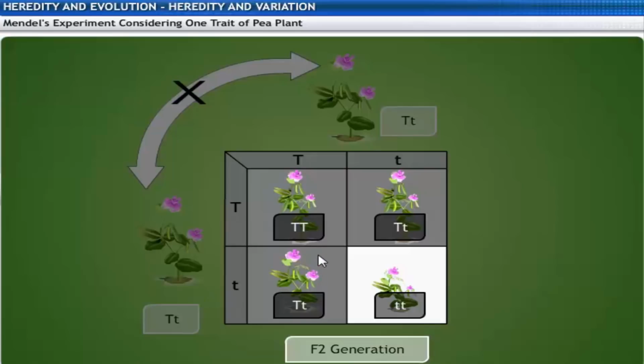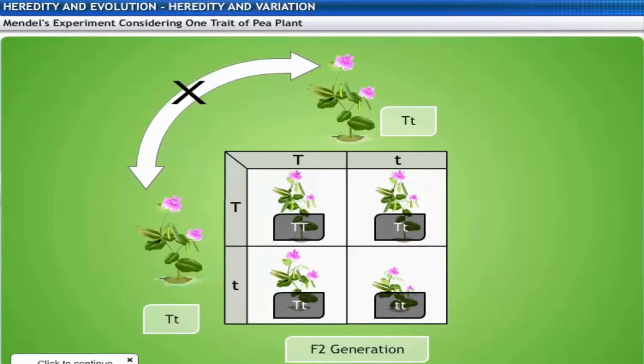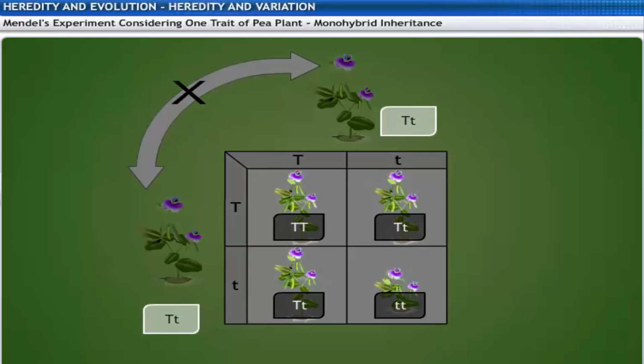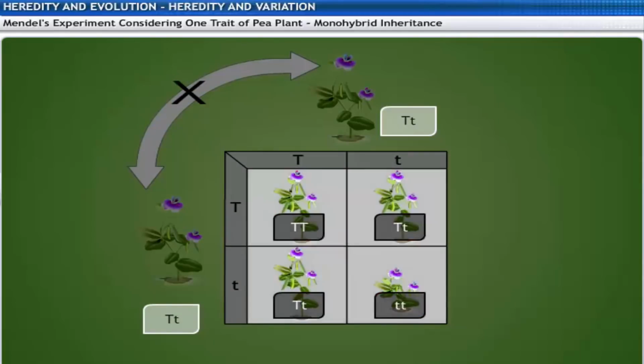Interestingly enough, the second generation or F2 progeny were not all tall. Instead, 1/4 of them were short. This indicates that both the tallness and shortness traits were inherited in the F2 plants. Now, let's see the entire experiment in the form of genotypic and phenotypic representation.